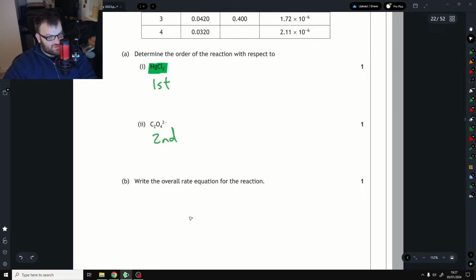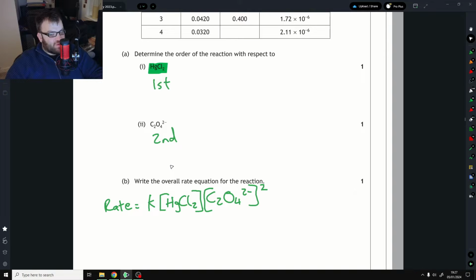Next, we're asked to do the rate equation. We need to take into account the fact it's first order with respect to the first chemical and second order with respect to the second. K is the rate constant. We just need one of the concentrations of the mercury chloride. The oxalate needs to be squared because it's second order. That's how they come about.